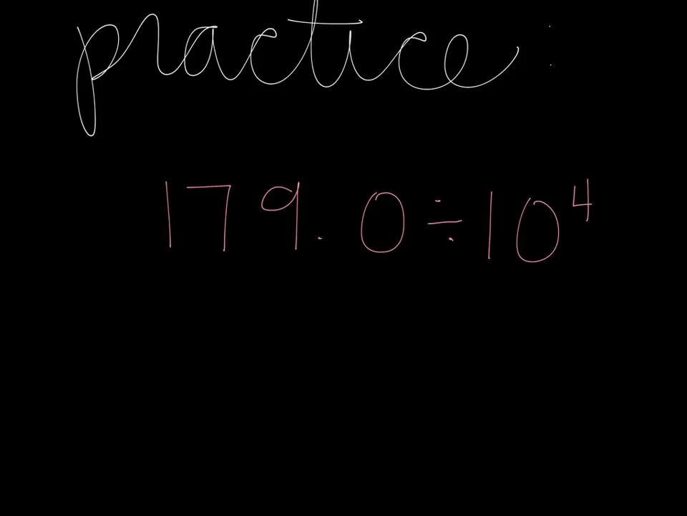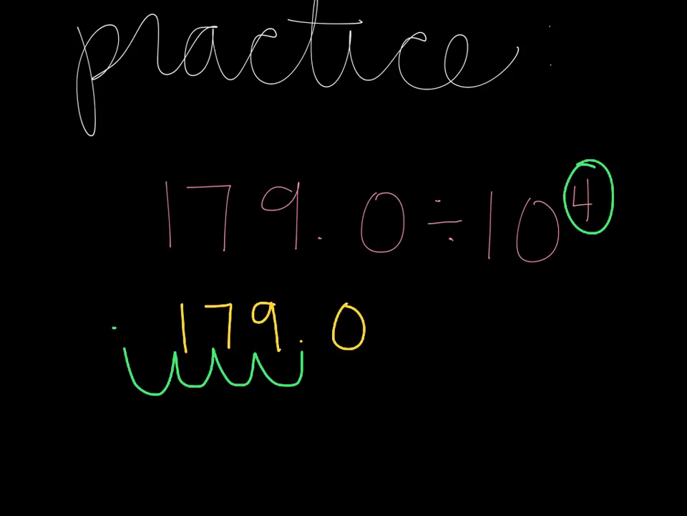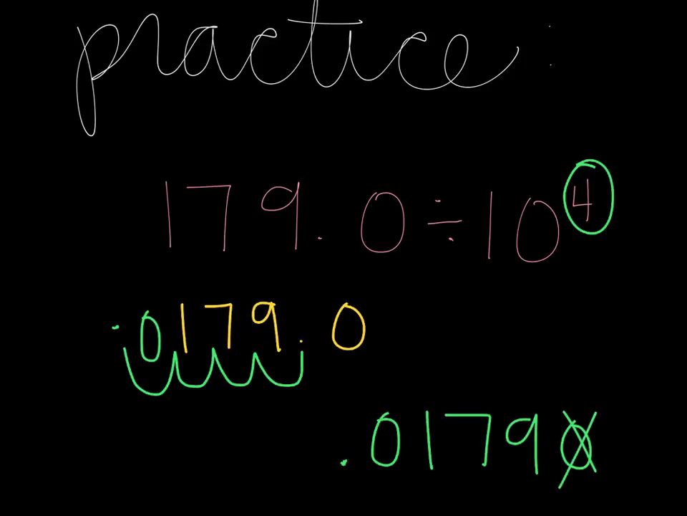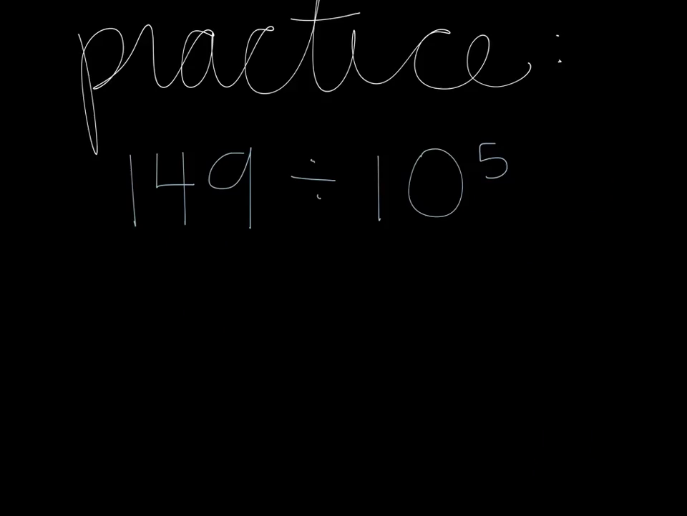Okay, let's check it. We are starting out with 179, and we're dividing by 10 to the fourth. Since we're dividing, we need to make our number smaller, and we need to move that decimal point 4 times. So we're moving it 1, 2, 3, and 4. Fill in the empty space with a 0 and rewrite your quotient. Now again, you can put the 0 at the end if you want to, or you can take it off. It has the same value. We have 179 10,000ths.